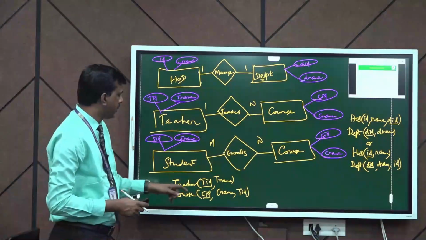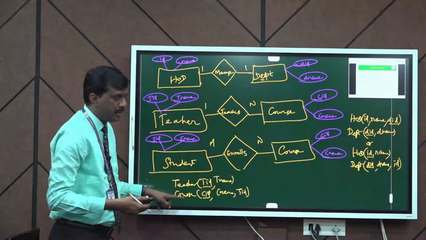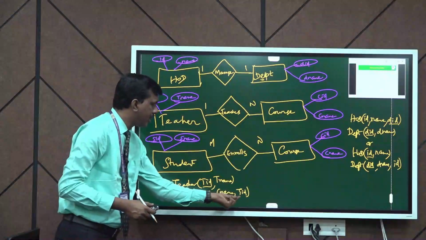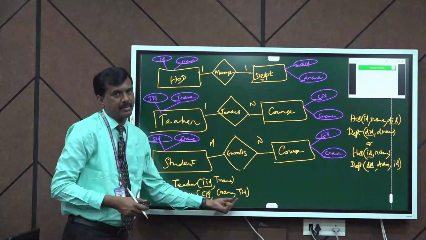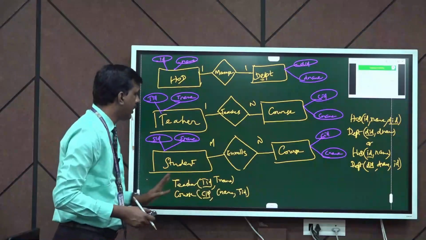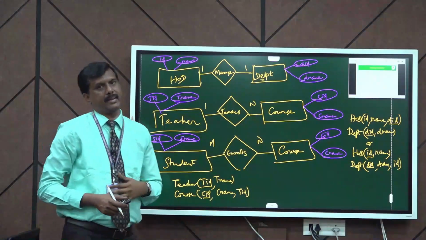So, teacher is a one relationship, course is an n relationship. In the one relationship, the key should be included in the n entity, that is, the n relationship table. So, the TID is included here. So, this is the output or outcome of this particular ER diagram.